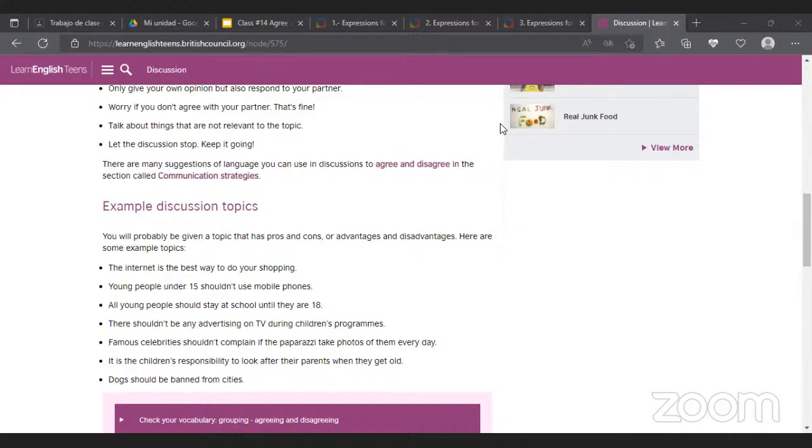John or Nicole, can you help me read this one, please? Yeah, sure. Young people under 15 shouldn't use mobile phones. I partly agree with that. I think young people can use phones starting maybe at 14 or 13, maybe 15 is too much. And also there is a culture here now of phones and redes sociales, and I don't think they can stand that without a phone.